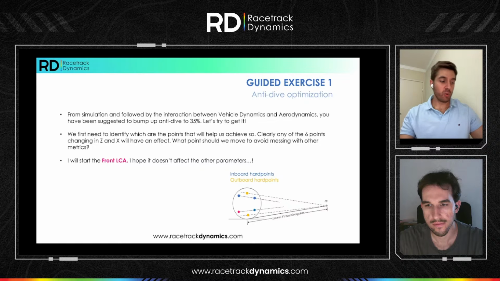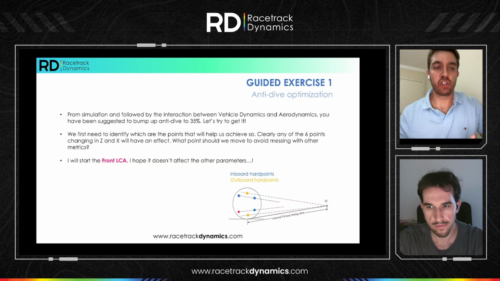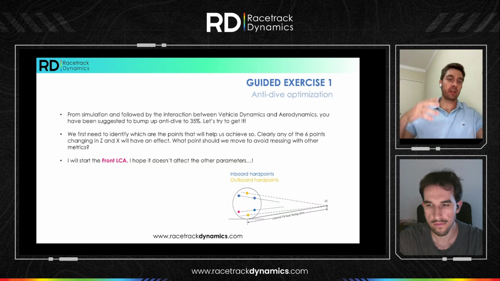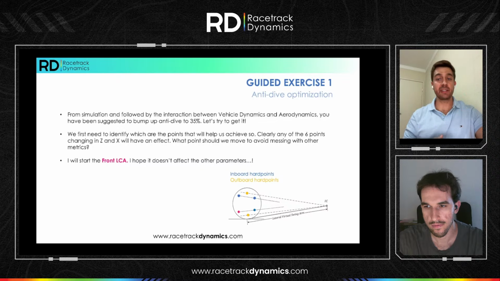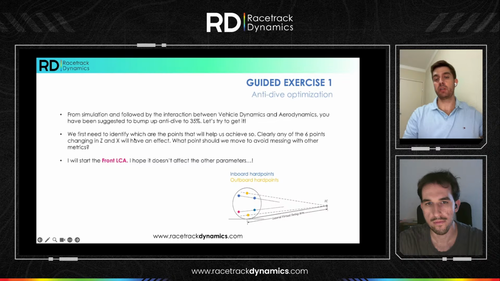So the first exercise that we will be doing together is an anti-dive optimization. Imagine that after some interaction between vehicle dynamics and aerodynamics, there's been some back and forth, and you've been suggested to bump up your anti-dive to 35%. So let's try to raise this anti-dive to 35% without altering all the rest of our kinematics. We need to identify which are the points that are going to help us achieve so. When I do that, sometimes it is clear if you imagine the points in space, if you draw them, what do you think are going to be the points and the direction that will have a larger effect.